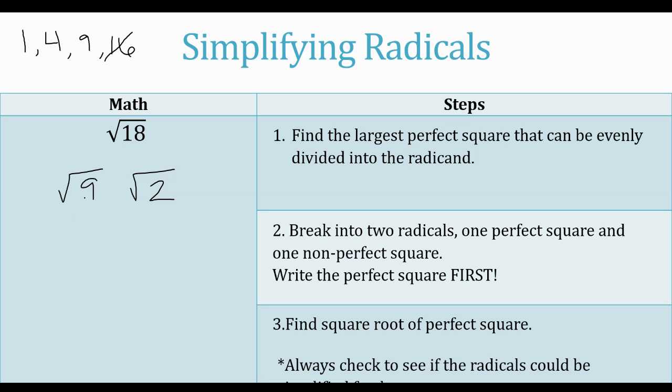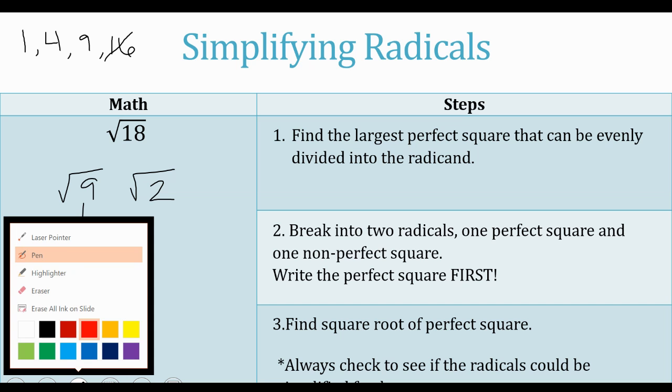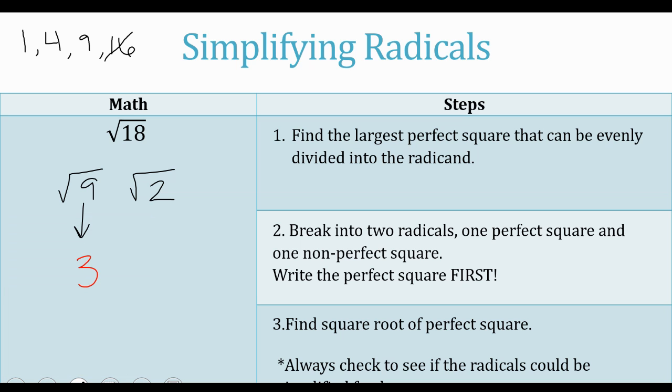So now we're going to just find the square root of 9, which hopefully you remember from that list or just from your general knowledge. The square root of 9 is 3. And then we can't do anything with square root 2. There's no perfect squares other than 1 that can go into 2, so we can't simplify it at all. So you're going to leave it alone just like that. Okay, so it's really important you find a perfect square. Even if it's not the largest perfect square that can go into the radicand, it has to be a perfect square.